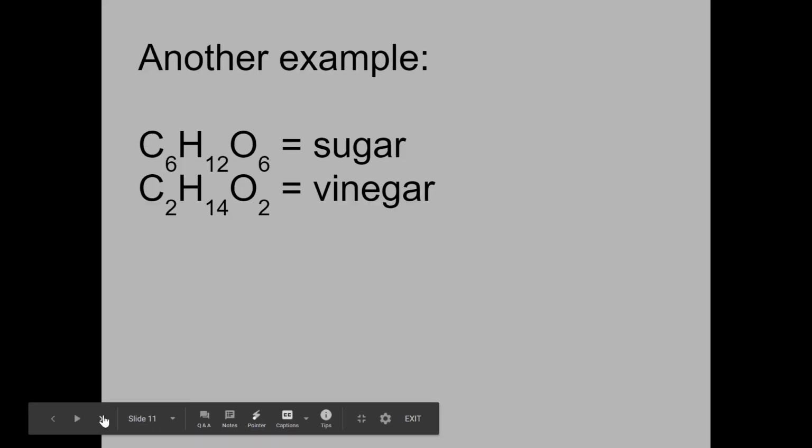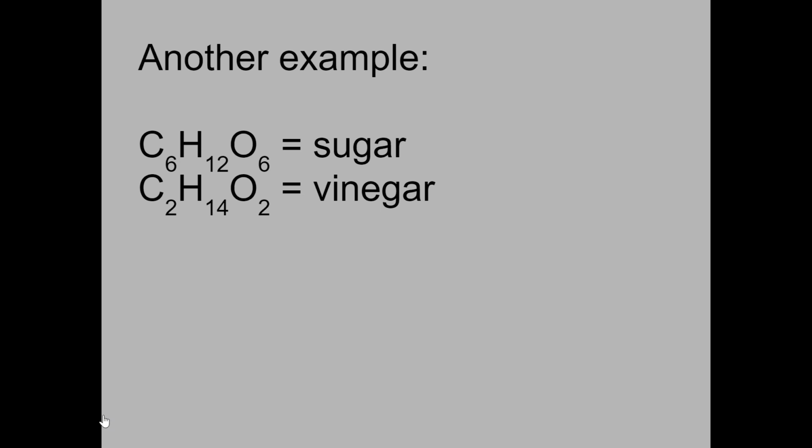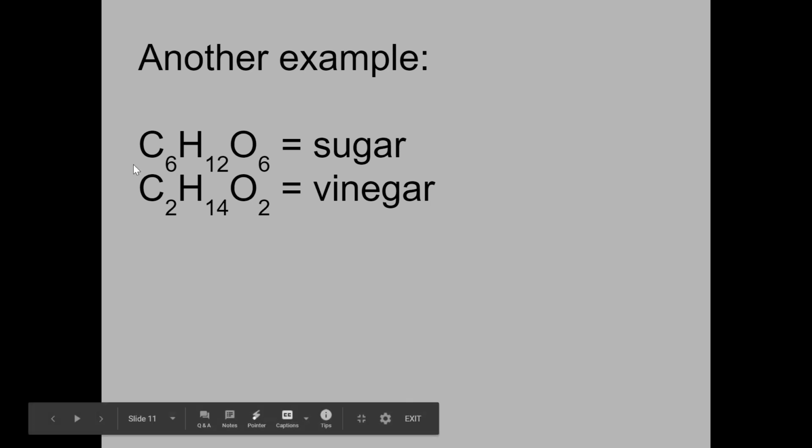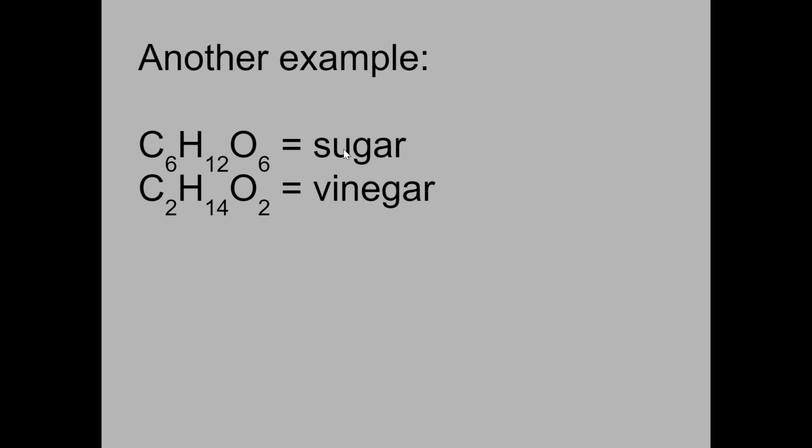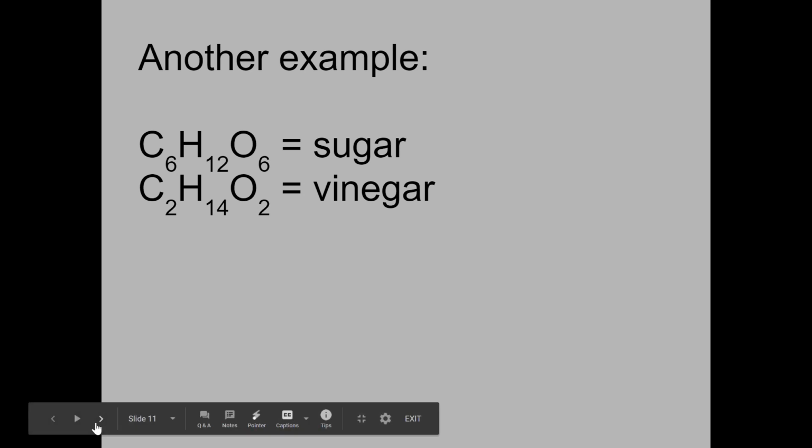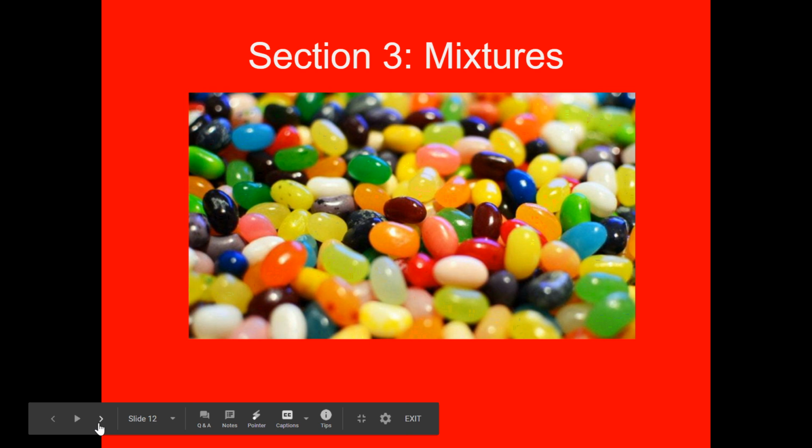Other examples of chemical compounds are sugar and vinegar. We've used sugar many, many times. We've used vinegar in lab. These are things where you take different elements and you combine them together. So you see sugar is carbon and hydrogen and oxygen combined together. Notice that sugar and vinegar have different numbers of carbon atoms. That's what these little numbers are. Different numbers of hydrogen atoms and different numbers of oxygen atoms. That's what makes sugar and vinegar be different. They have different combinations of elements.